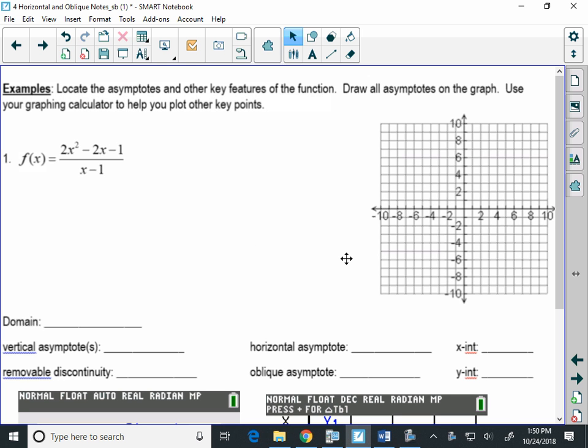So again, we're going to locate the asymptotes and other key features of the function. Draw all asymptotes on the graph. Use our graphing calculator to help us plot other key points.